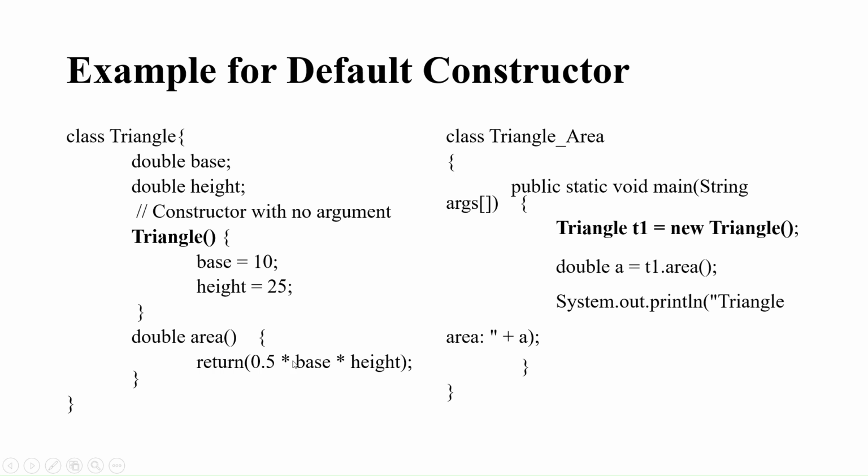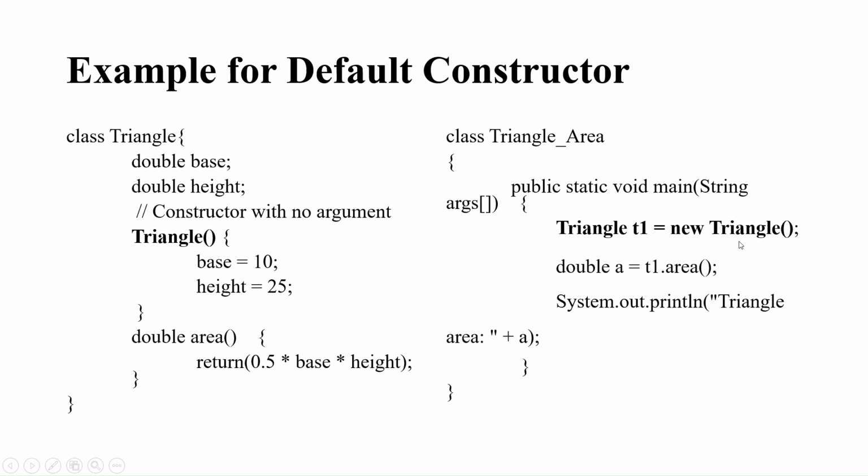So now we will see the main function. My main function syntax is public static void main, and inside my main function I am going to create an object for my class. So what is the syntax to create an object for my class? Class name, object name equal to new class name. So what is my class name? Triangle. So for the object name I am giving it as T1. So Triangle T1 is equal to new Triangle. So in this statement we are creating the object for my class.